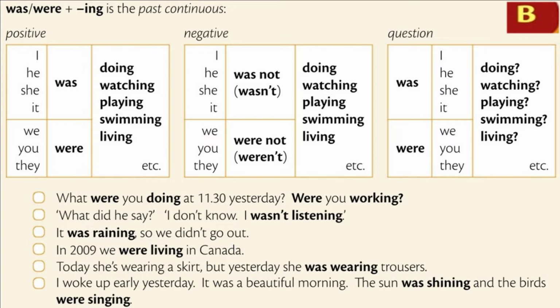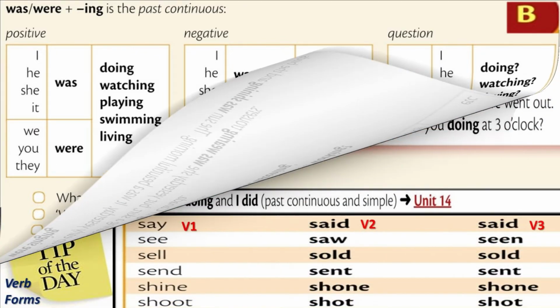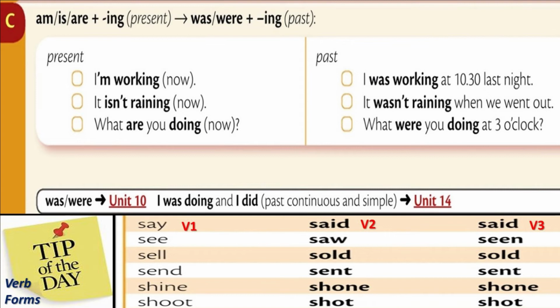I woke up early yesterday. It was a beautiful morning. The sun was shining and the birds were singing. Section C. Am, is, are plus ing are used in present continuous tense, and was, were plus ing are used in past continuous tense.